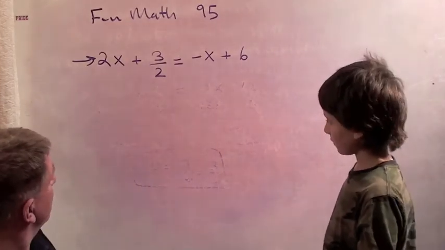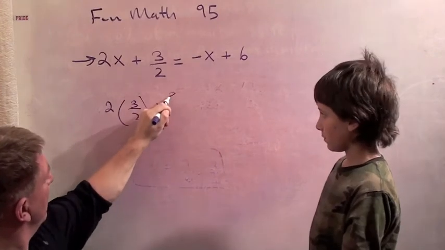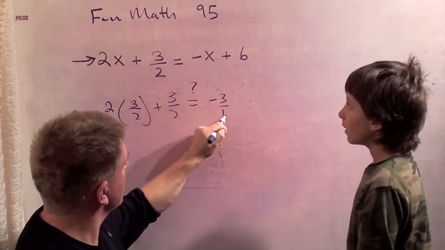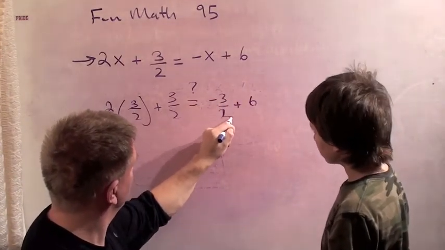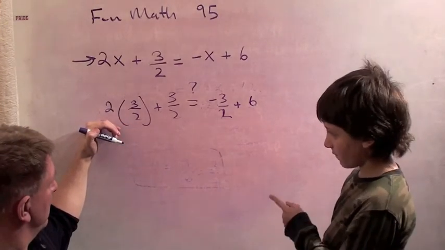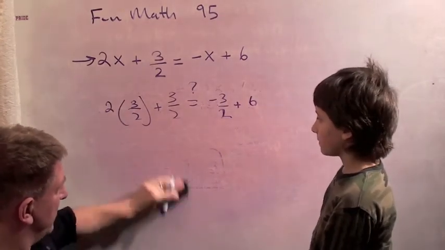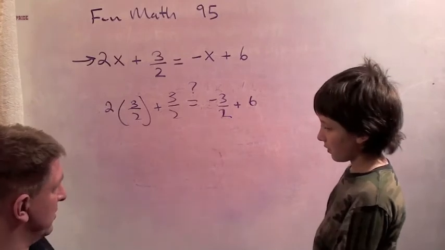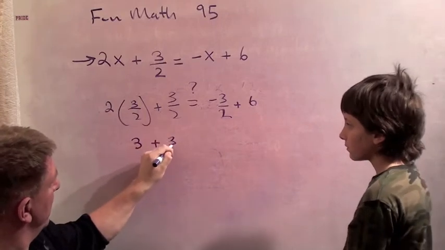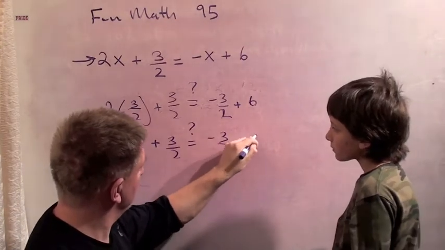So what was our answer? 3 halves. So I get 2 times 3 halves plus 3 halves, and we're wondering, does this equal minus 3 halves plus 6? Well, 2 times 3 halves is 6 halves, which is otherwise known as 3. So 2 times 3 halves is 3, plus 3 halves. Does this equal minus 3 halves plus 6?